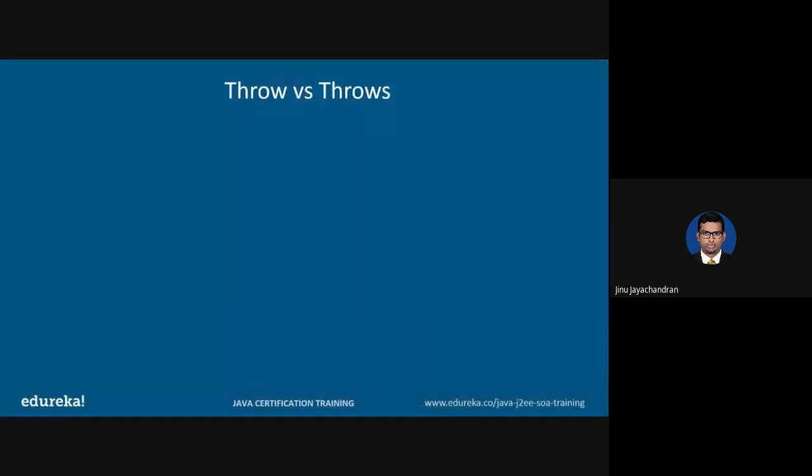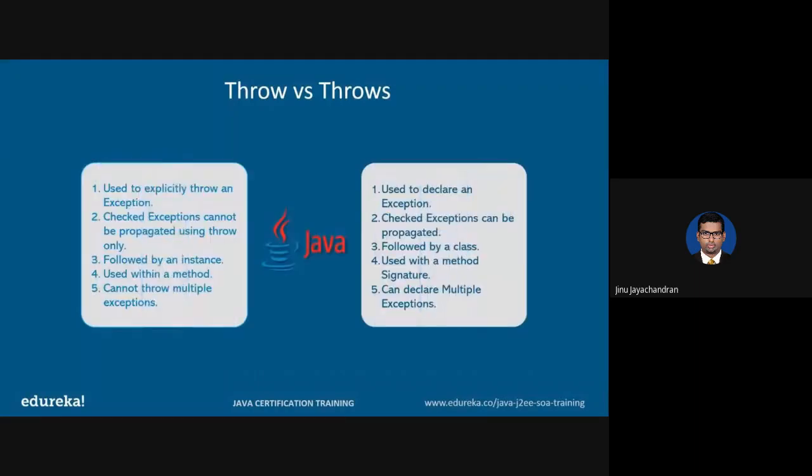Next, let's see the difference between throw and throws. First, throw is explicitly used to throw an exception, but throws is used to declare an exception. We have already seen how it worked. Next, checked exceptions cannot be propagated using only throw, but checked exceptions can be propagated using throws. Throw is followed by an instance and throws is followed by a class. And throw is always used within a method, and throws is used with the method signature.